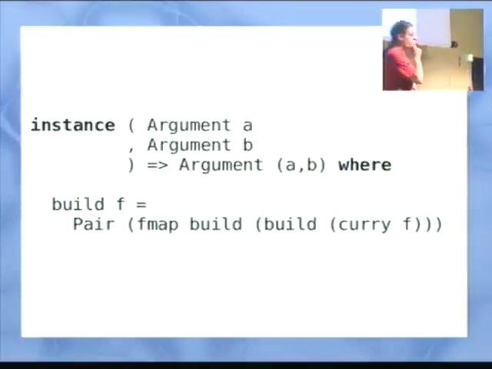Okay, so we can have pairs. If we know how to build partial functions for A and B, then we can also build partial functions for the pair AB. And then, of course, we use build twice again, on the curried version of f. So f is a function that takes a pair. We curry it first, so it takes an A first and then a B, and then we apply build twice to that, with an fmap thrown in because we want to apply it to the result.